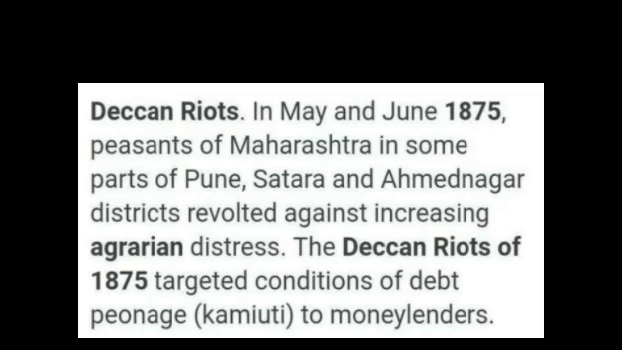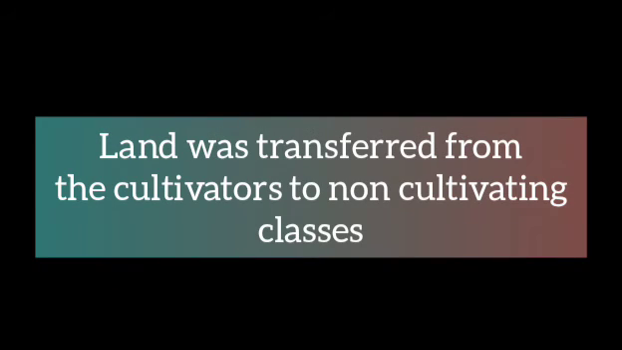Under British rule, peasants were forced to pay revenue directly to the government. Under a new law, the moneylenders were allowed to attach the mortgaged land of the defaulters. Here, mortgaged means getting money in exchange of one's property. This resulted in a transfer of lands from cultivators to the non-cultivating classes.